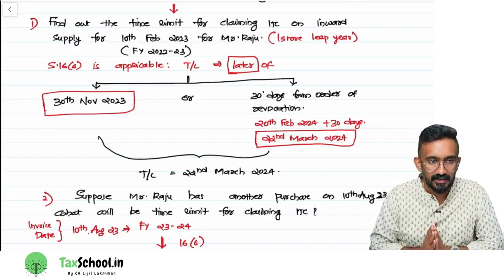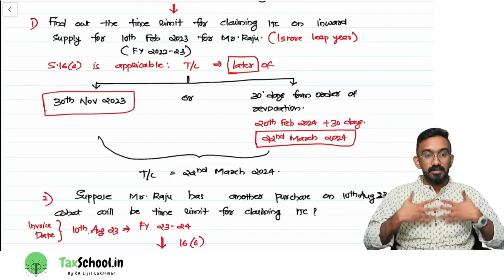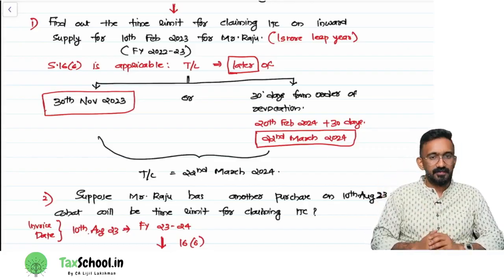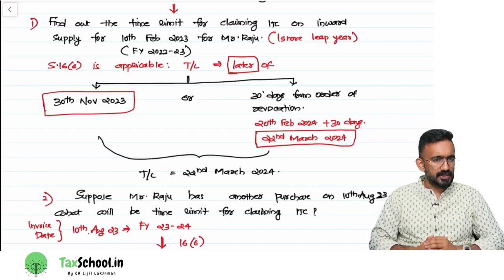Are you guys understanding this? Because now Raju has an option to go and then take ITC even beyond 30th of November because of this special scenario that we have here. I hope this is clear to you. Can I have a quick thumbs up if this is clear?